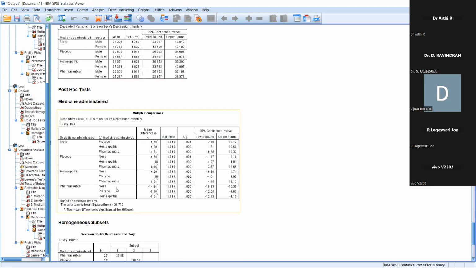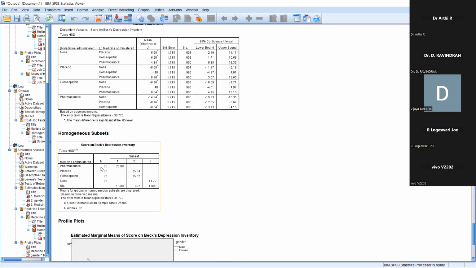Now coming to the post hoc test. So see the post hoc test, see the significant column. The significant column is less than 0.05 for none with all, and pharmaceutical with all. In the case of homeopathy and placebo, they are significantly different from none and pharmaceutical. Okay, so this is how you should interpret.